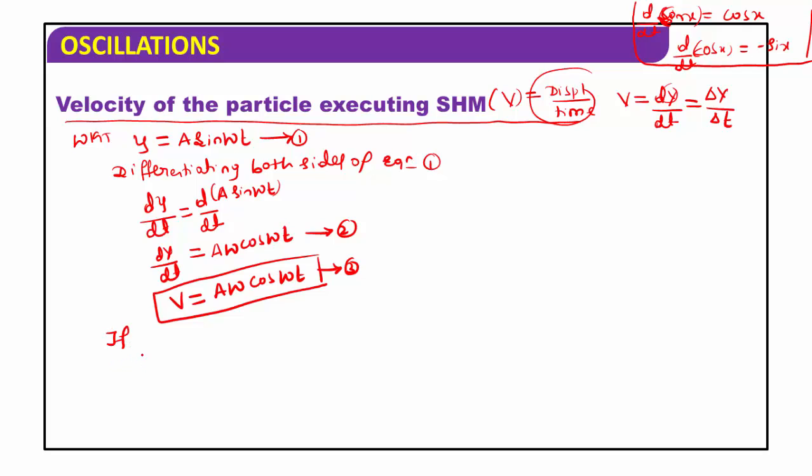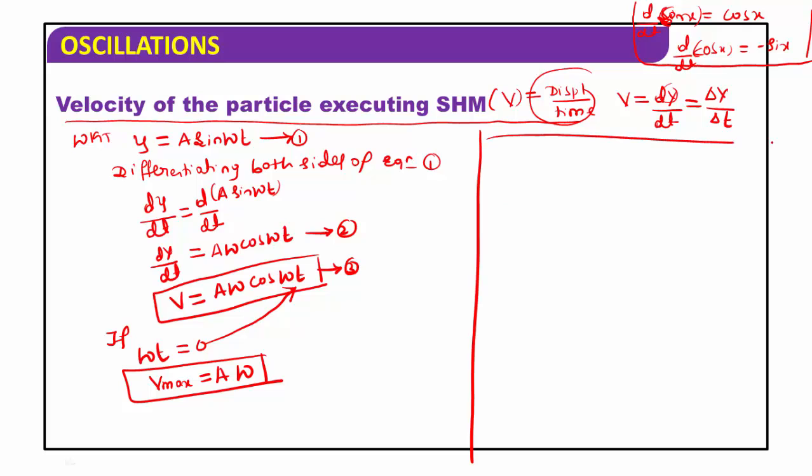If omega t is equal to 0, cos 0 degree value is 1. Then the velocity is maximum. The velocity of the particle executing simple harmonic motion is maximum at 0 degree. V maximum is equal to A into omega.